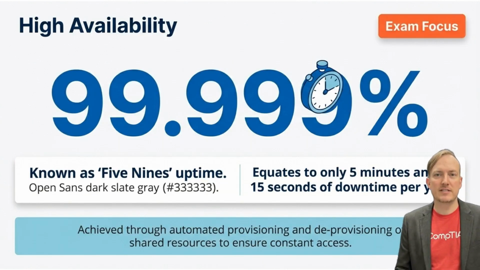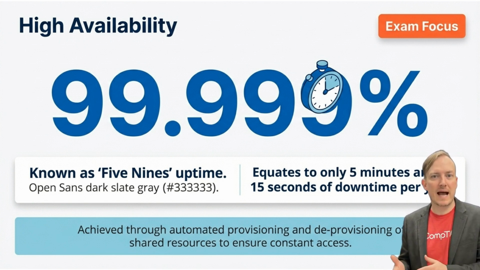Starting with characteristics, let's talk about high availability. In the industry, we strive for 5 nines uptime or 99.999% availability. This equates to only 5 minutes and 15 seconds of downtime per entire year. This incredible uptime is achieved through the automated provisioning and deprovisioning of shared resources to ensure constant access.